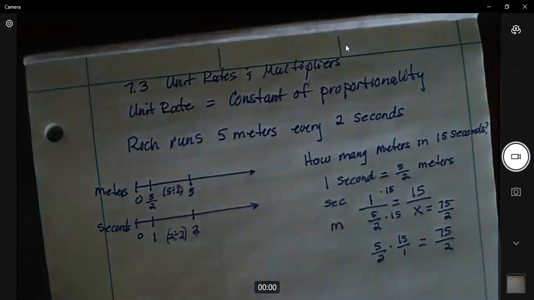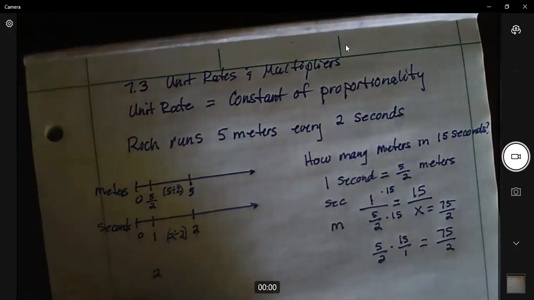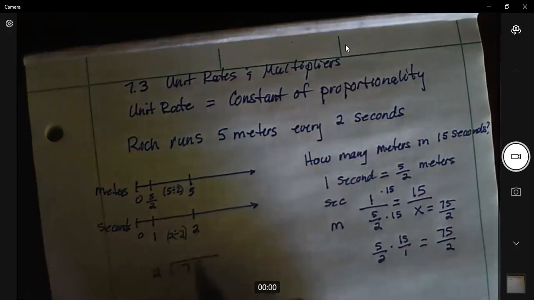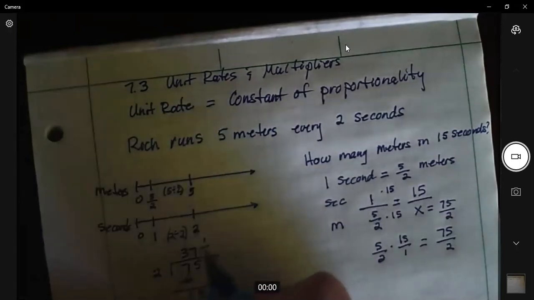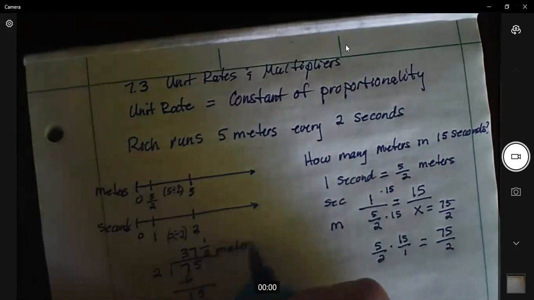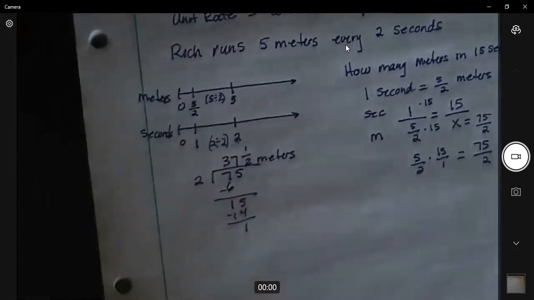Now, if I want my final answer, I might want to go ahead and put that into a mixed number. So let's see what that would be. If I take 2 into 75, half of 75, okay, 6. Bring down, 2 goes into 15 7 times with the remainder of 1. So 37 1/2 meters would be your answer for that. Okay. Does that make sense? All right.